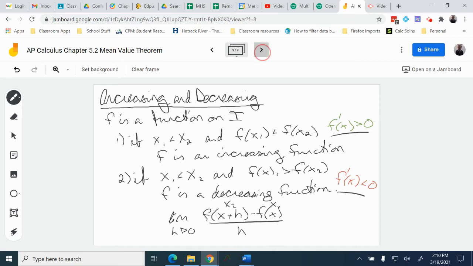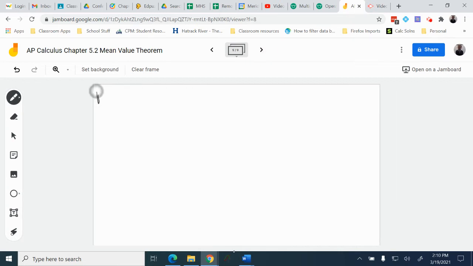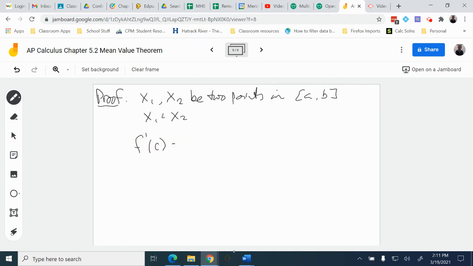So let's prove this using the mean value theorem just for fun, because it's sort of nice to be exposed to some of these proofs every once in a while. Let's let x1 and x2 be two points in the interval AB, and x1 is less than x2. So we're moving from left to right on our graph. f prime of c is equal to f of x2 minus f of x1 divided by x2 minus x1.